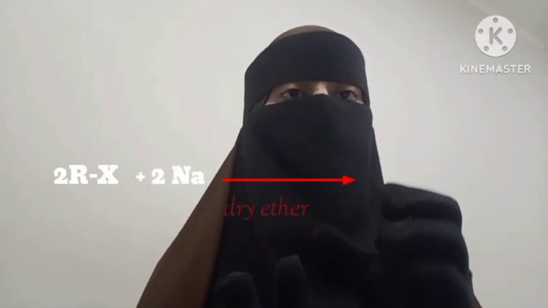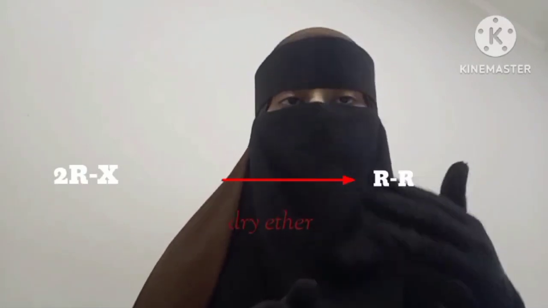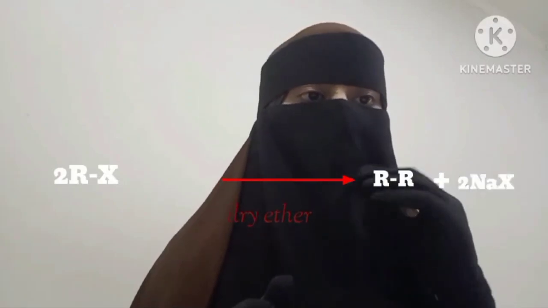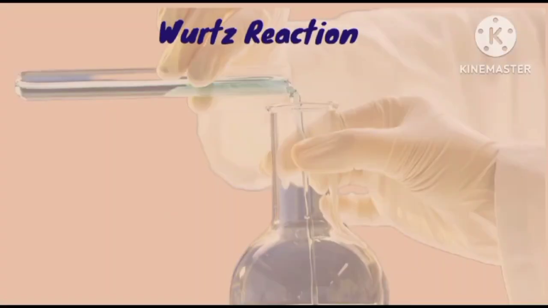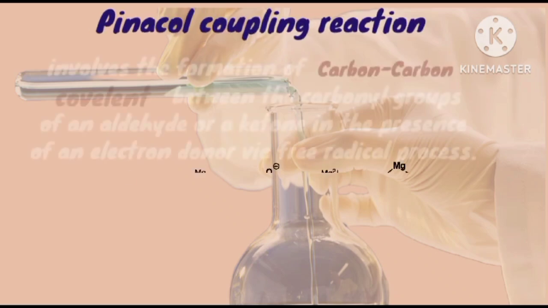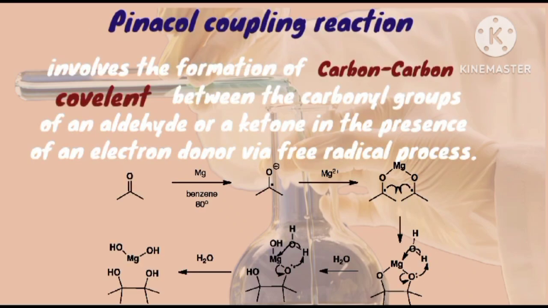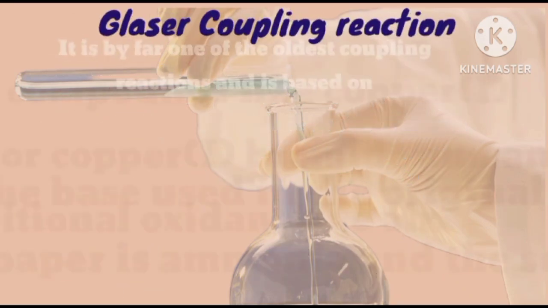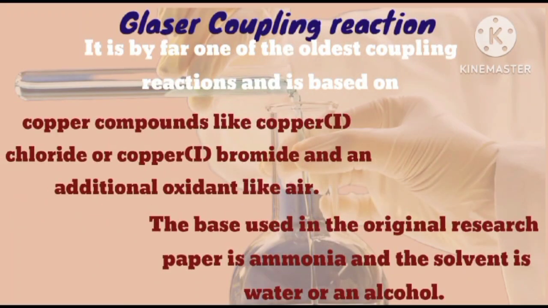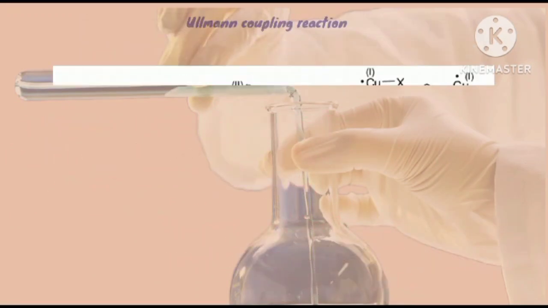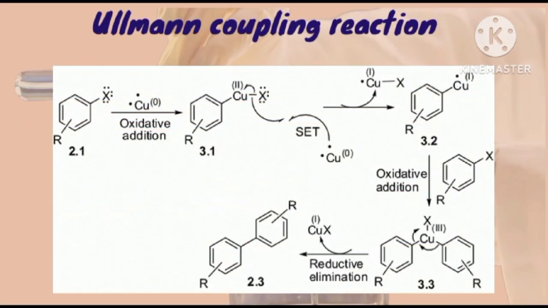So there will be alkyl halide, then sodium. Then in presence of dry ether, we'll get higher alkane and 2 sodium halide. So this is Wurtz reaction. It is pinnacle coupling reaction. You can see with the animation. It is Glaser coupling reaction. This is Ullmann coupling reaction.